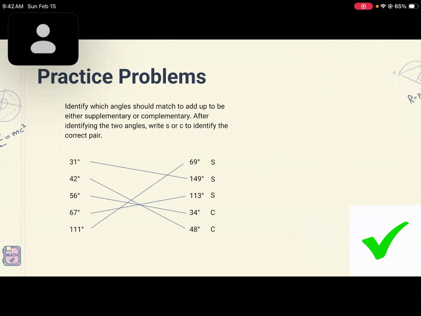This one is saying identify which two angles add up to be supplementary and complementary. So as we can see here, they are given the matches and we are showing if it is supplementary or complementary. And then to understand why, all you have to do is add up the angles on the left to the corresponding angle on the right. And if they're equal to 90, they're complementary or a C. And if they're equal to 180, they're supplementary or an S.